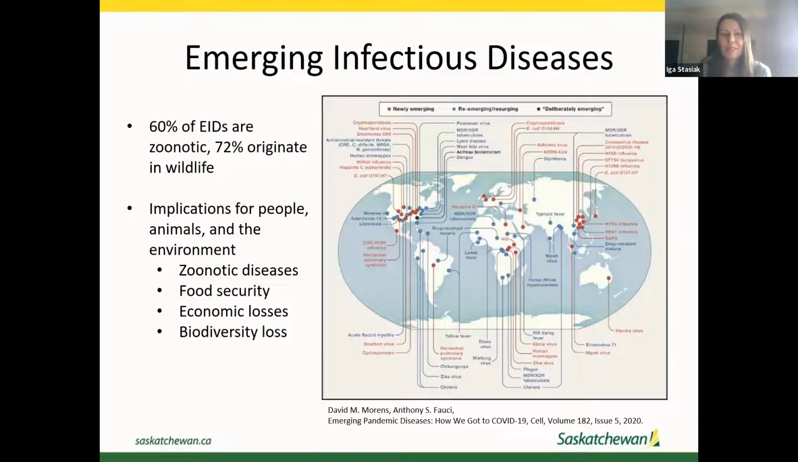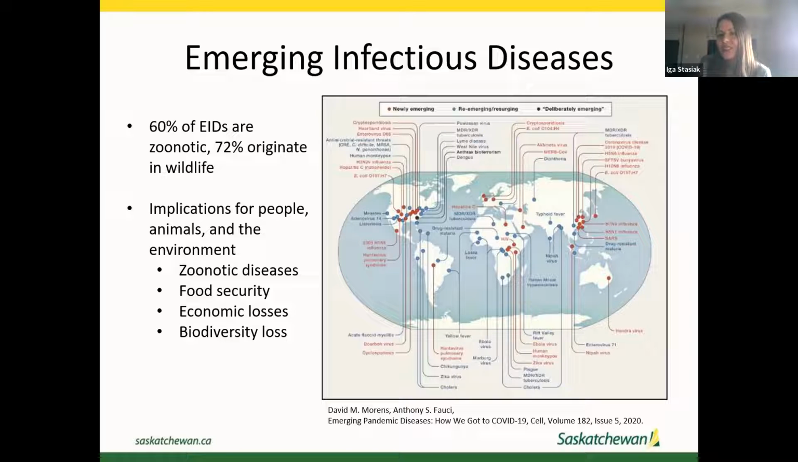So what we know is that the majority of these emerging infectious diseases are zoonotic, or transmissible to people, and 72%, so approximately 3/4, are believed to originate in wildlife. And so there are certainly implications of the emergence of infectious disease for people, food security, things like the economy and biodiversity loss. And I should preface this by saying there are many drivers.